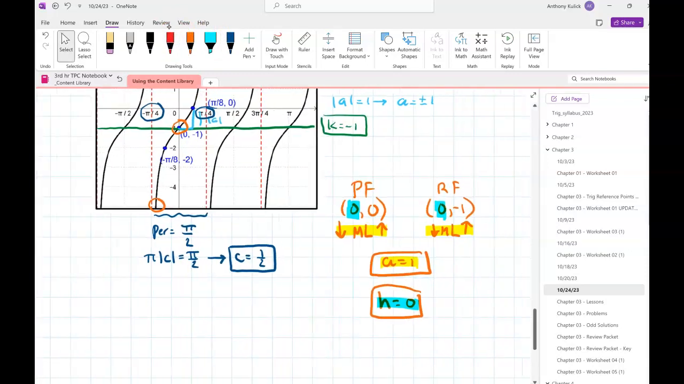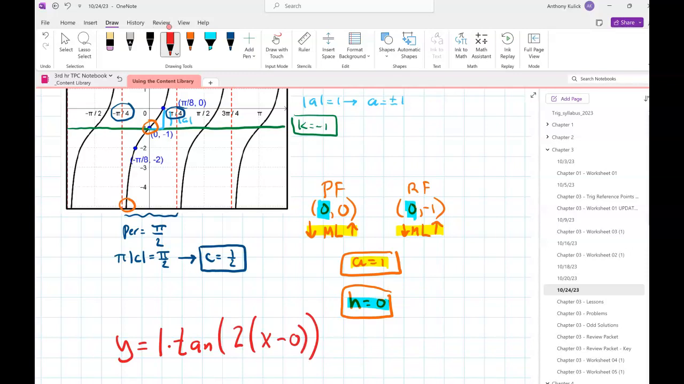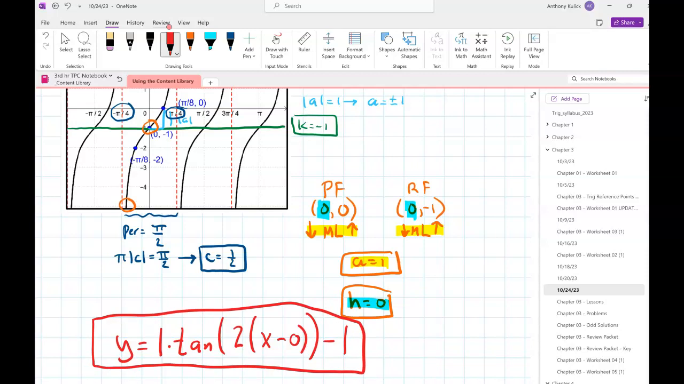So if we put this all together then, we can say y equals a times tan of 1 over c. I'm just going to write it as the reciprocal though, since c was a fraction. X minus h plus k. Instead of writing plus a -1, I just wrote -1. Now if you wanted to write that as just tan 2x minus 1, that's okay.